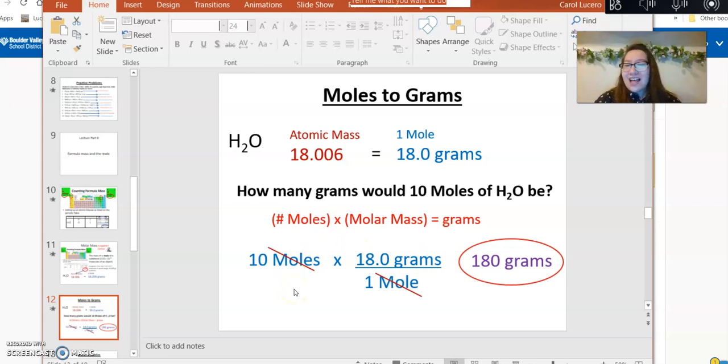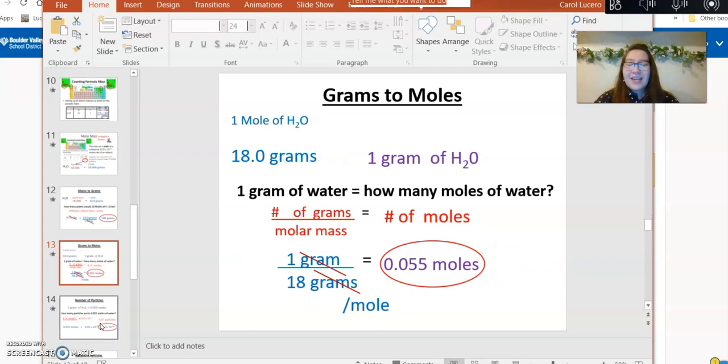But this allows us to solve problems like how many grams would you have if you had 10 moles of water? And we can just use this conversion factor and figure out that you'd need 180 grams to have 10 moles of water. And we can make the same conversion backwards. If we're given 1 gram of water, how many moles do we have?